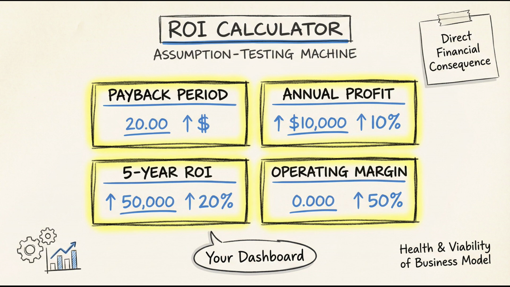This isn't a simple calculator, it's an assumption testing machine. It's designed to do one thing: show you the direct financial consequence of every decision you make. It all boils down to 4 numbers: payback, annual profit, 5-year ROI, and margin. This is your dashboard.